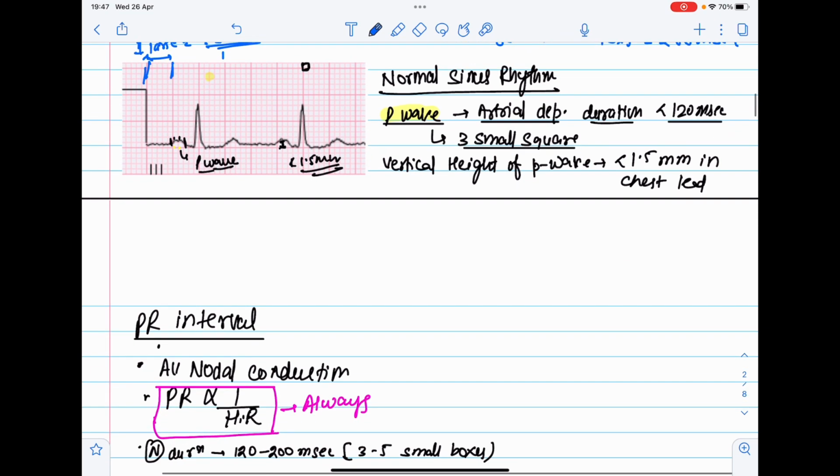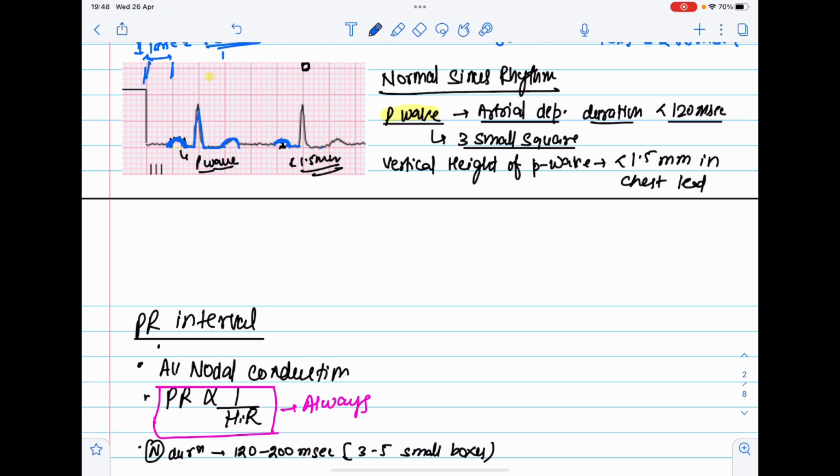This ECG is representing normal sinus rhythm. Why did I say sinus? Because we can see that after the first P wave comes the QRS complex, then the T wave. So we can see the P wave everywhere, the P wave is present.